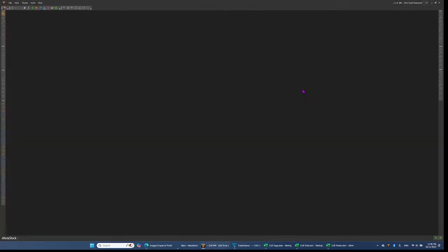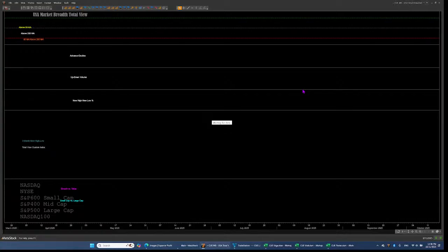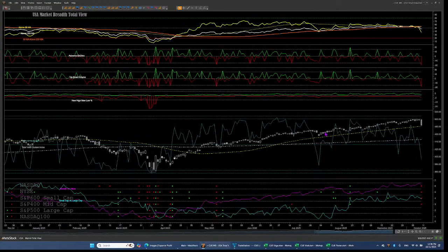I'm trying to open all the charts live. If MetaStock crashes, because Zoom is also running, then I will reopen MetaStock, no issue with that.